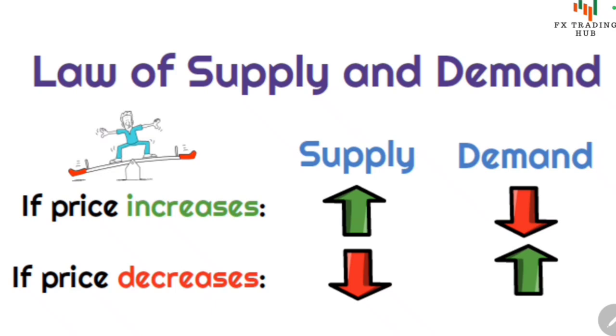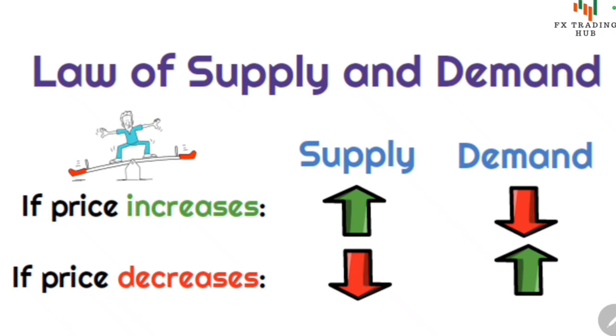According to the demand and supply law, if prices increase, the supply of the asset will increase and the demand for that asset would decrease. And on the other side, if the price decreases, the supply of the asset would decrease and the demand for the asset would increase. So traders use these principles of demand and supply zones to identify potential trading opportunities by looking for imbalances in the market.